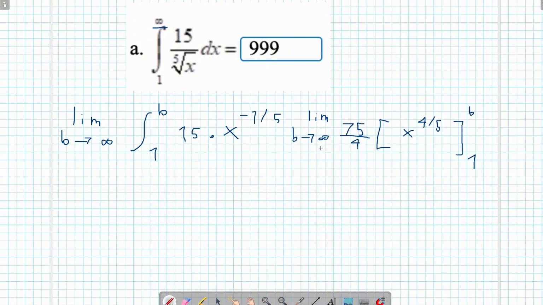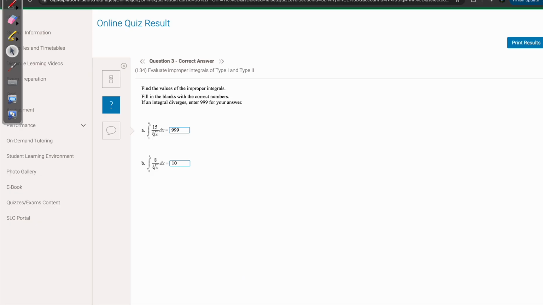Then we're gonna substitute b by infinity here. So infinity minus 1, which is infinity, times 75 over 4, which is still infinity. They said if we get infinity or it diverges, whether it be positive or negative infinity, just put 999, which is what we got.